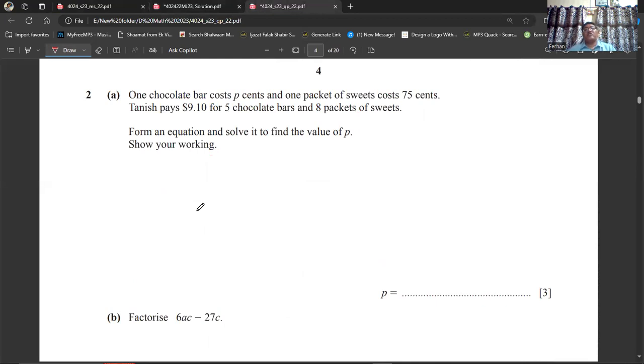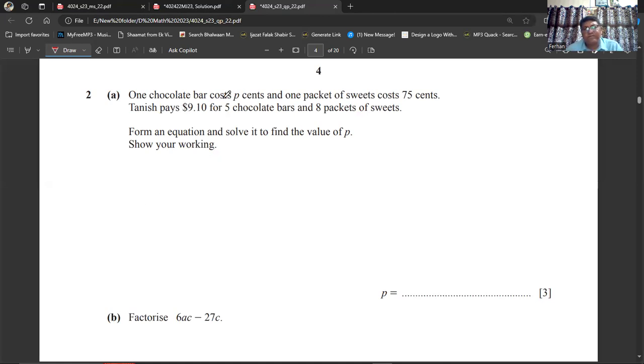Now we are going to question number 2. It's A part. It says one chocolate bar costs P cents and one packet of sweets costs 75 cents. Tanish pays $9.10 for 5 chocolate bars and 8 packets of sweets. Form an equation and solve it to find the value of P.